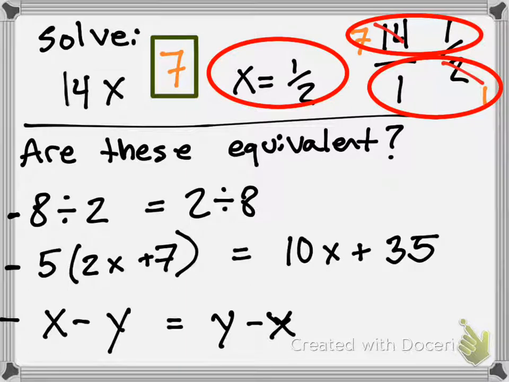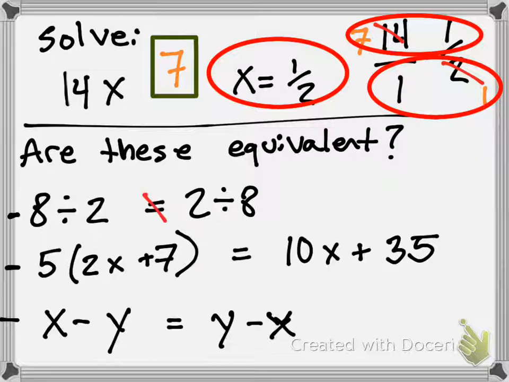Now, we only have a little bit of time, so we're going to look at these 3. Are these equivalent? Is 8 divided by 2 the same as 2 divided by 8? What do we think? Raise your hands if you think yes. Raise your hand if you say no. Exactly. This is dealing with one of our properties, but the properties only work with addition and multiplication, just like we said earlier. So these are not equal.